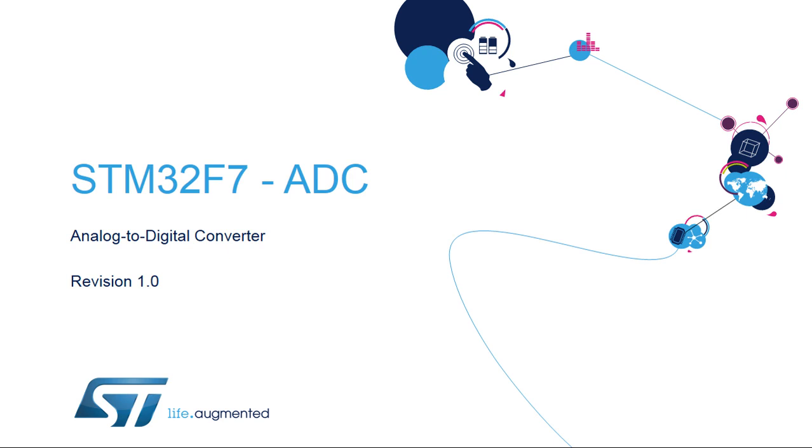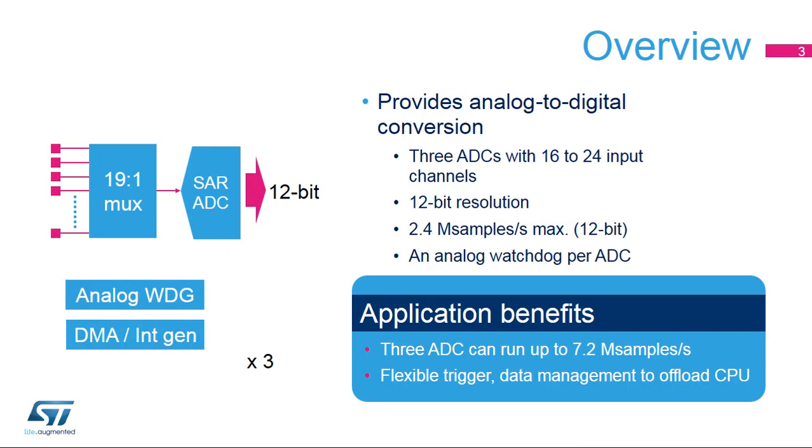Hello, and welcome to this presentation of the STM32F7 analog-to-digital converter block. It will cover the main features of this block, which is used to convert the external analog voltage-like sensor outputs to digital values for further processing in the digital domain. The analog-to-digital converters inside STM32 products allow the microcontroller to accept an analog signal, like a sensor output, and convert the signal into the digital domain.